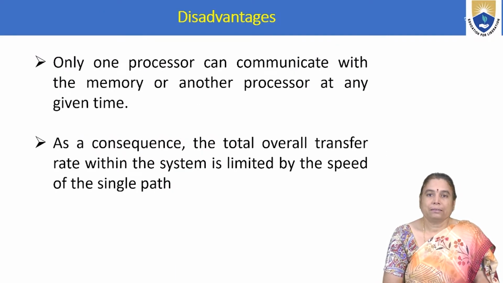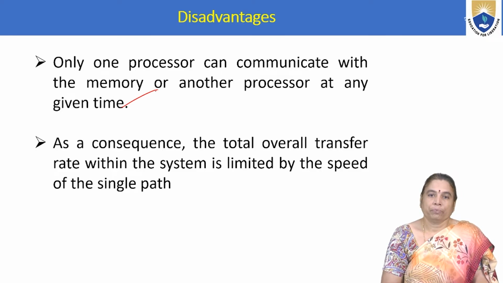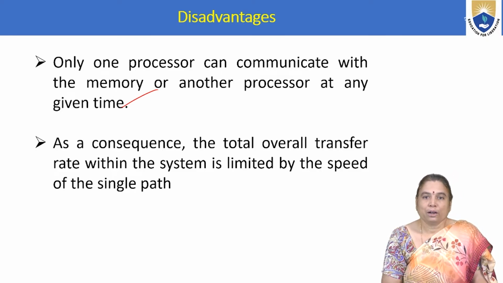What are the disadvantages of this time shared common bus system? Only one processor can communicate with the memory or other processors at a given time. So here it is a time shared common bus. Only if a device gets a fair share of time can communication and sharing of resources be possible for that CPU. The other CPUs have to remain in the waiting state. So this is the major disadvantage of time shared common bus interconnection.